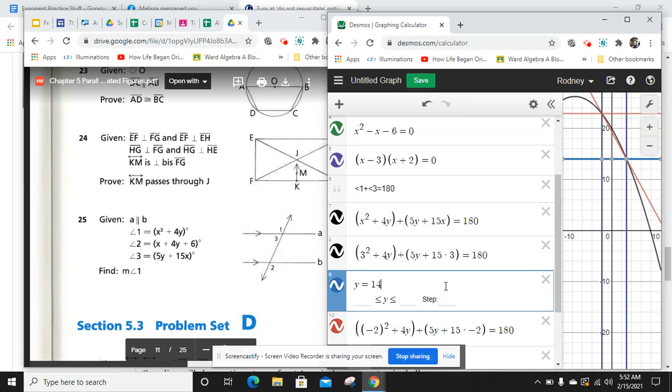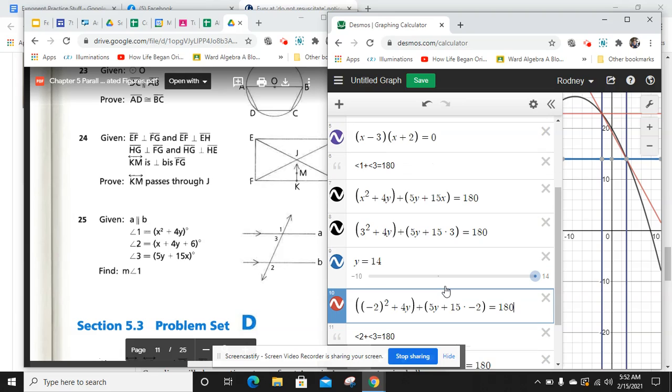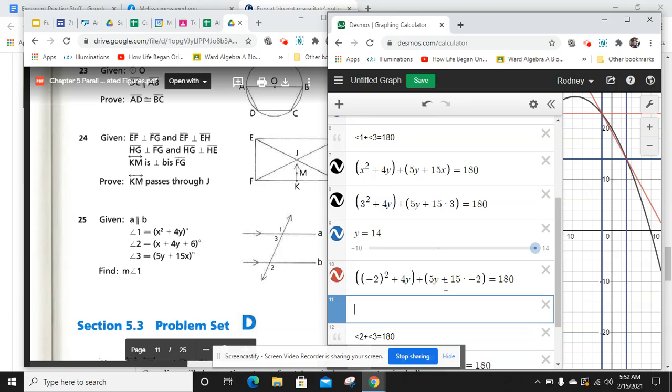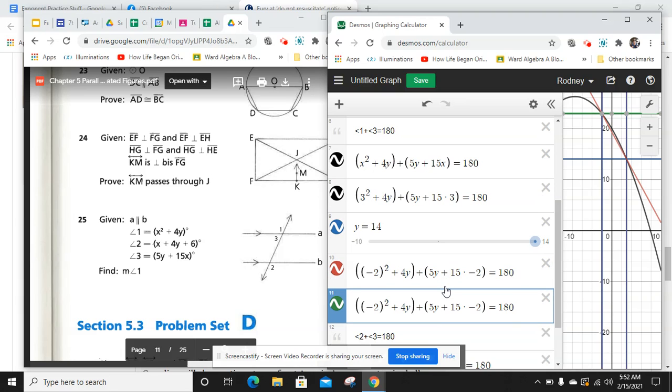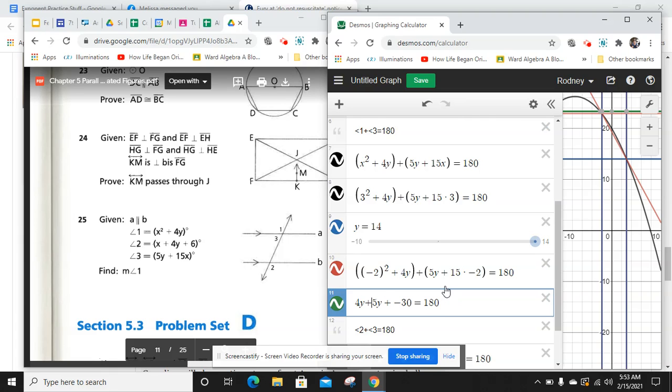Okay, now let's try it with the -2. So once again, I will drop all the parentheses after I sort out what this is. So this becomes -30. This becomes, and I'll drop the parentheses. And 4 plus -30 is -26.